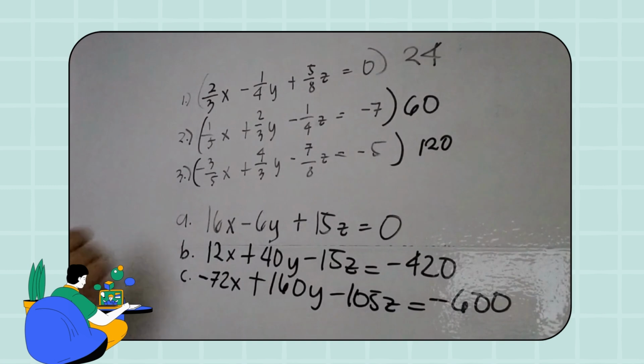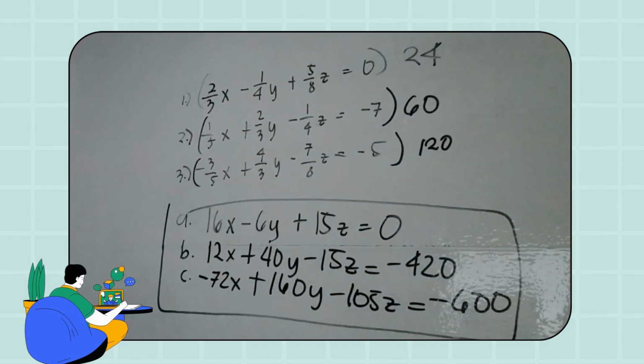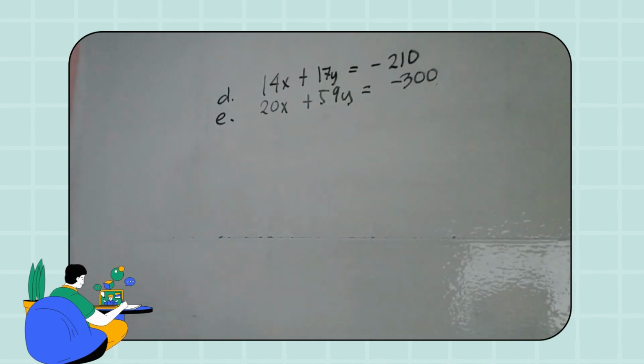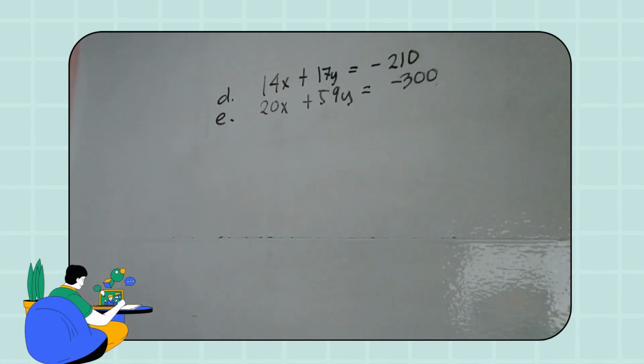So we have here the more simplified equations that will be used for the further solution of this problem. Now, we are left with this two variable system, the equation D and equation E. First, let's eliminate x. Multiply the equations to align the coefficients of x.